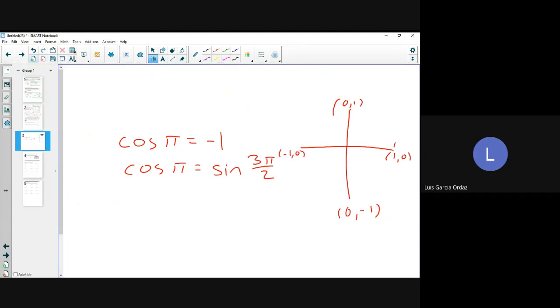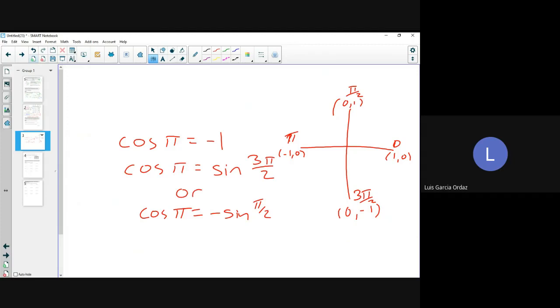So this is 0, pi over 2, pi, and 3 pi over 2. So cos theta is equal to sine of 3 pi over 2, or cos theta is equal to negative sine of pi over 2. So we always gotta do the or?